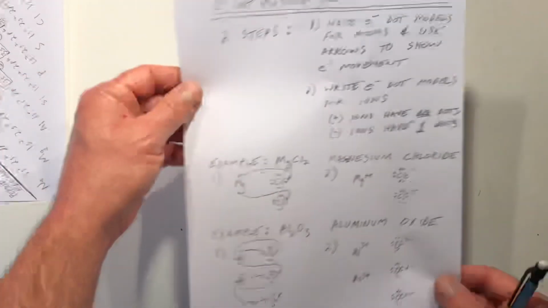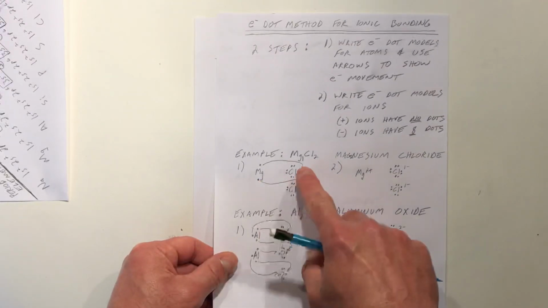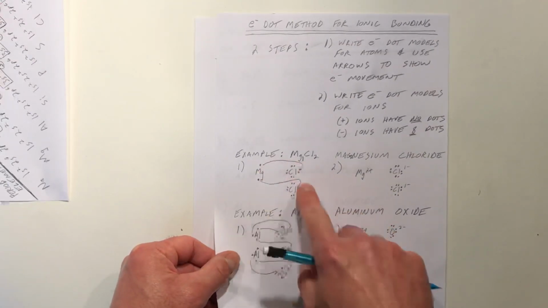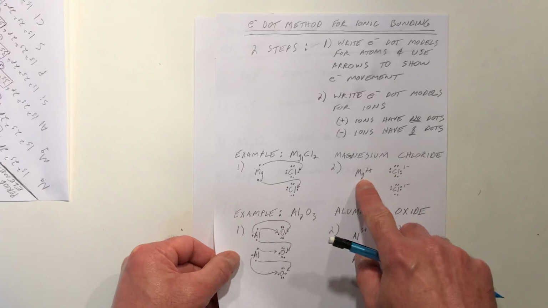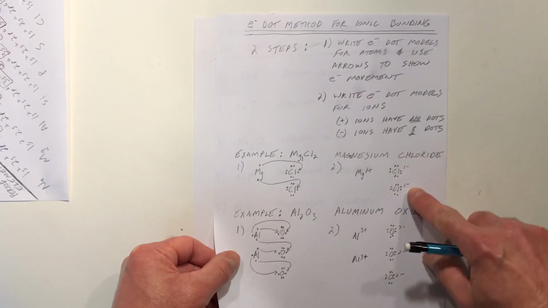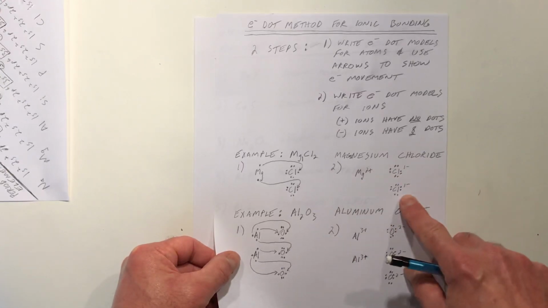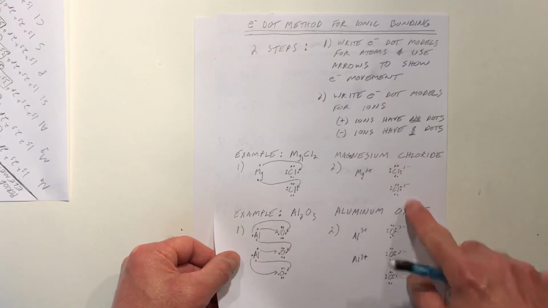Remember, the first step is to write the electron dot structures for the atoms and show how electrons move with arrows. The second step is to write the electron dots for all of the ions that get produced and put the dots and the charges in there.